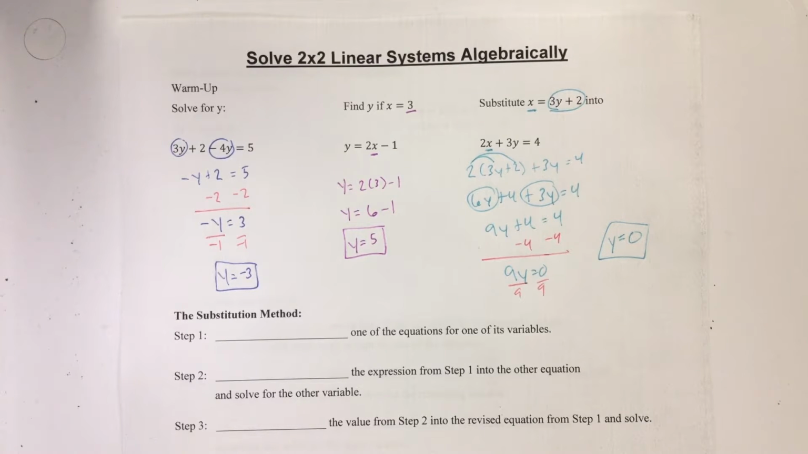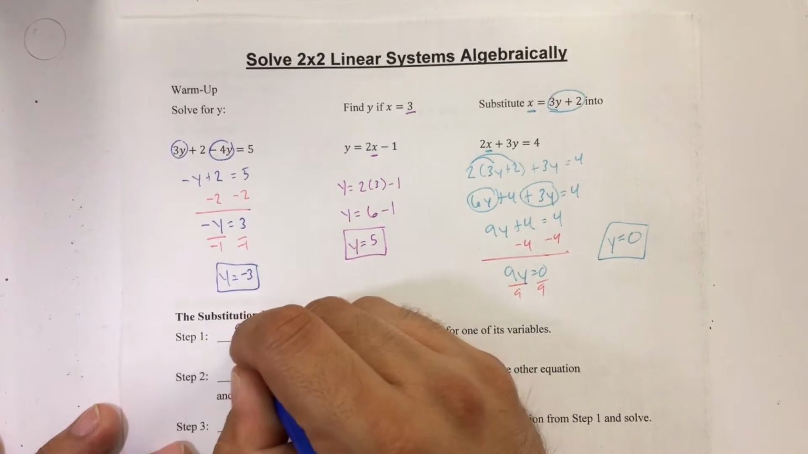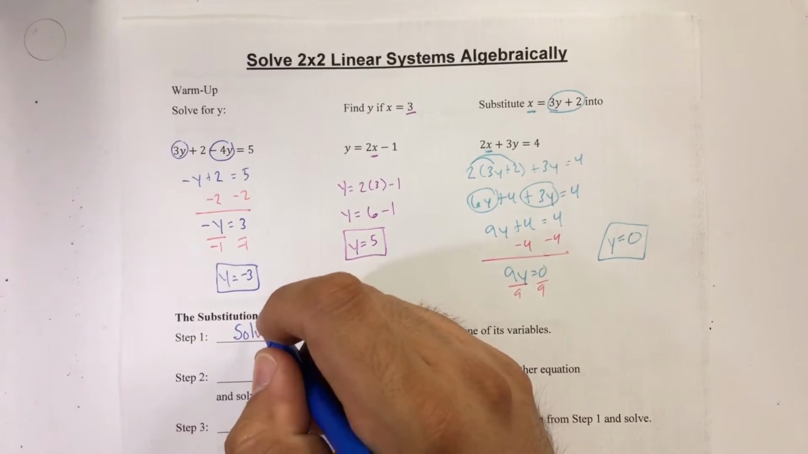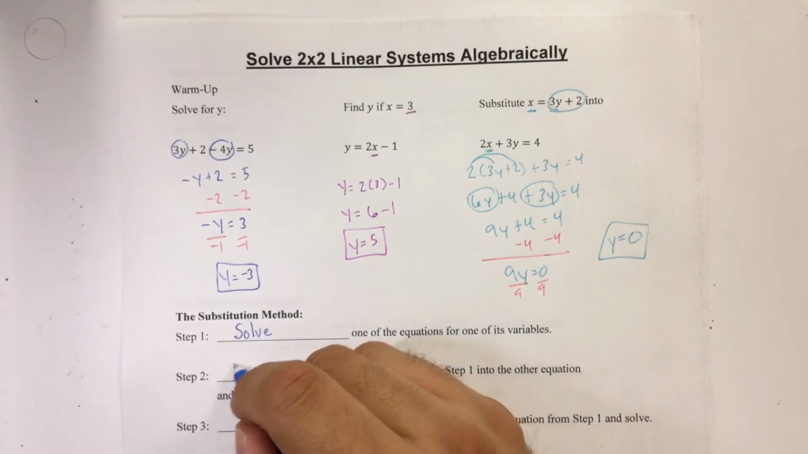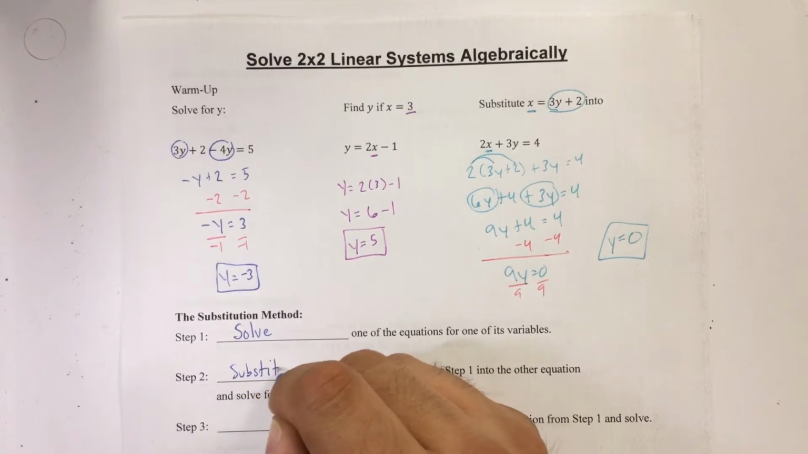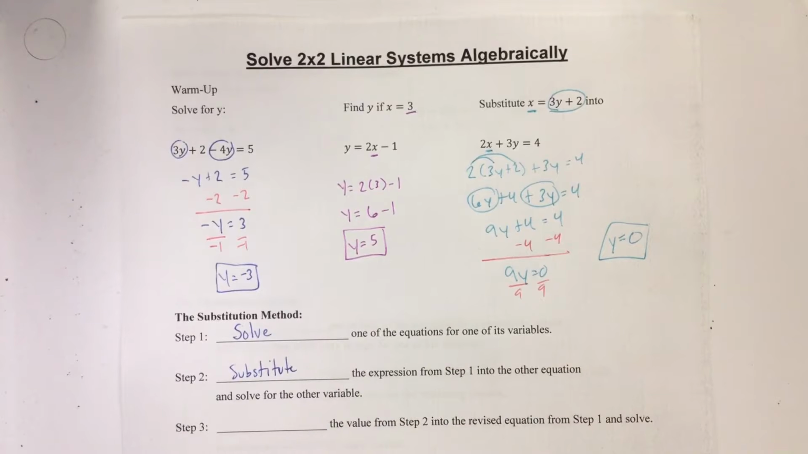For step one, we solve one of the equations for one of its variables. After you solve one of them, you substitute the expression from step one into the other equation and solve for the other variable. And then in step three, you plug the value from step two into the revised equation from step one and solve. Now, really quickly for step one, there's a couple of things I always look for.